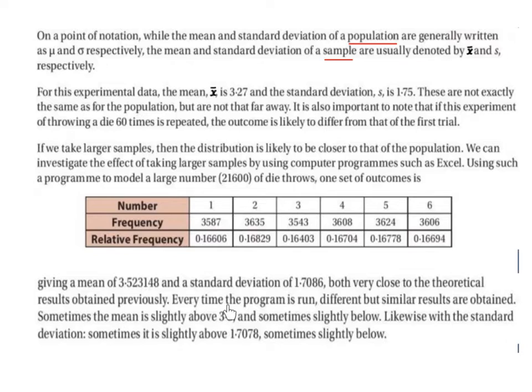Every time the program is run, different but similar results are obtained. Sometimes the mean is slightly above 3.5 and sometimes slightly below. Likewise, with the standard deviation, sometimes it is slightly above 1.7078 and sometimes slightly below.